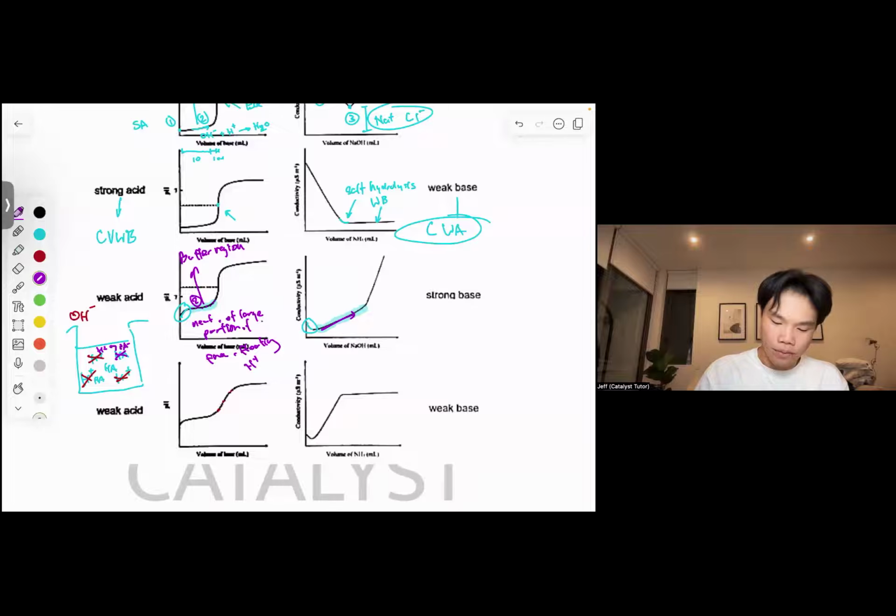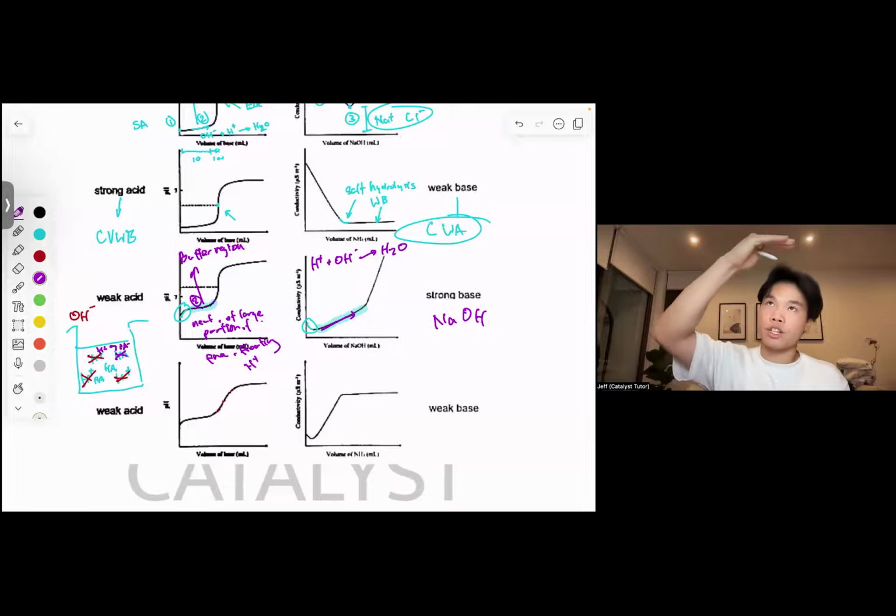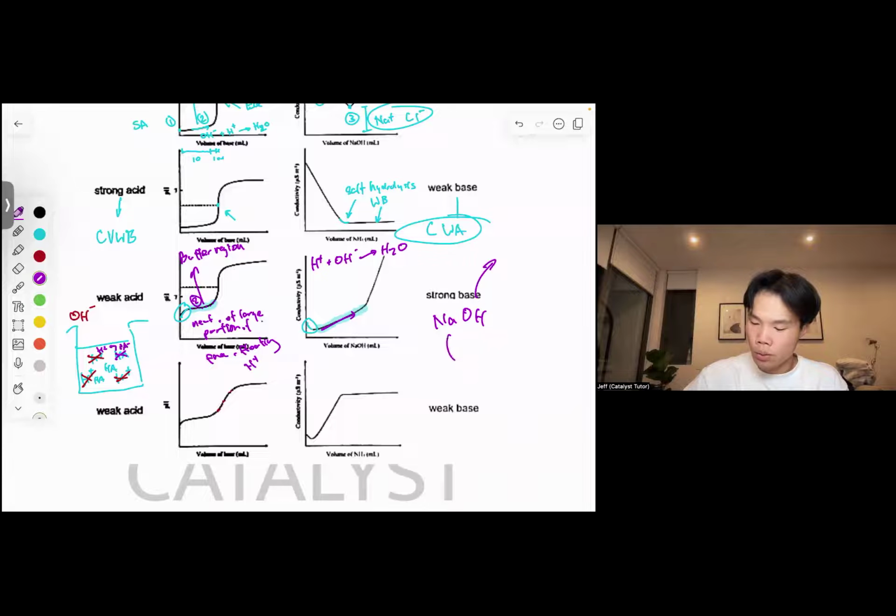So essentially, what's happening is as you're adding OH minus, you're adding your strong base, so it's NaOH again. You're going to be neutralizing off your H plus. H plus plus OH minus goes to H2O. So your H plus concentration is still relatively low and it's slowly decreasing. But as you do this, each time you neutralize an OH minus, you are releasing into solution an Na plus. And so this increase in conductivity in this curve is due to the Na plus concentration rising from the NaOH you're placing in the solution.